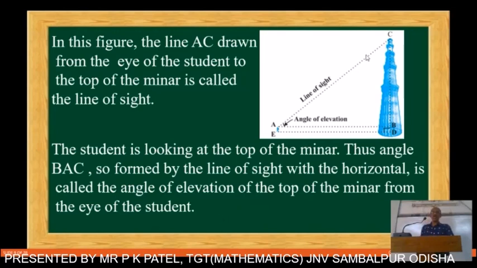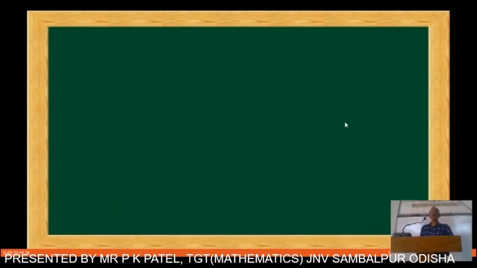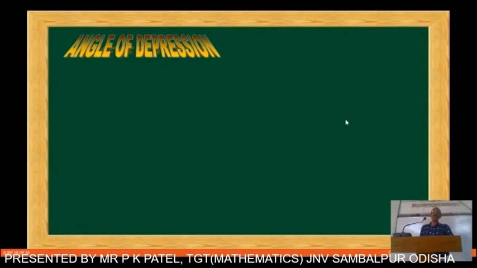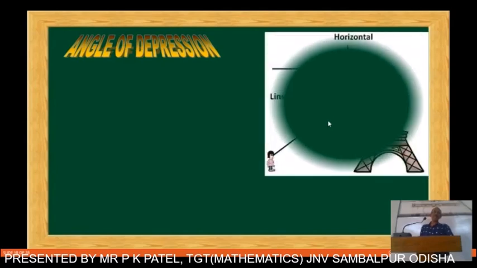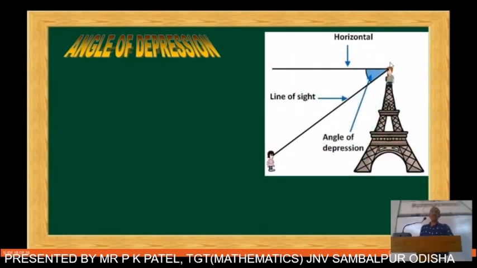So here this is the line of sight, and this is the horizontal line. The angle between this horizontal line and the line of sight is the angle of elevation. Next is the angle of depression. The angle of depression is marked here using this figure.